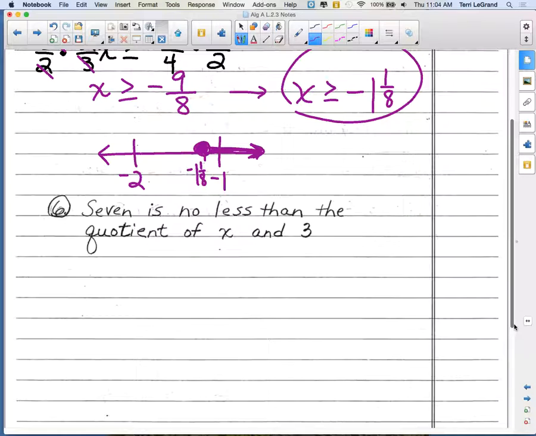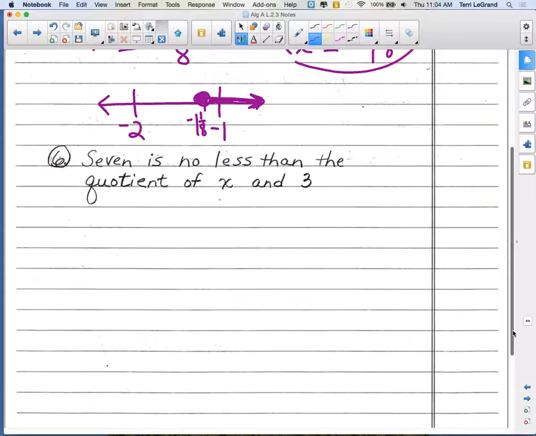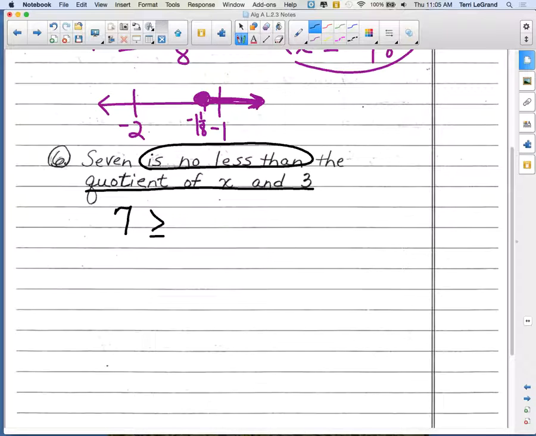Let's just take the 7 and let's write that down first of all. 7 is, or 7. And then we have this is no less than. Greater than or equal to the quotient of x and 3. Quotient. Oh, sum is adding. X times 3. Division, so it would be x over 3. X divided by 3. Let's write it as like that other problem we had that was x divided by 6, remember?